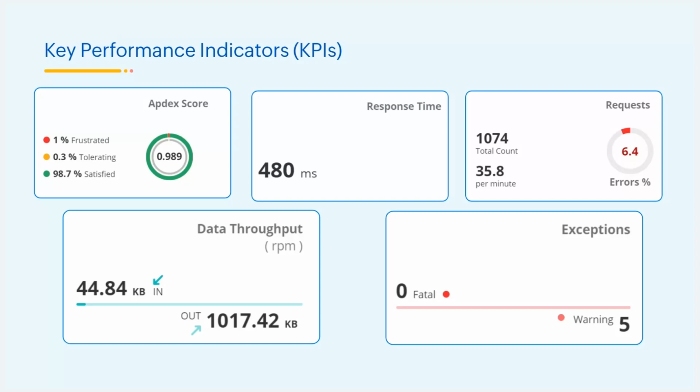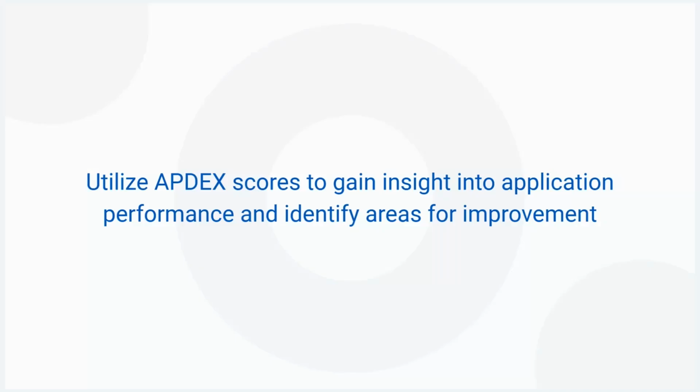The fifth one is exceptions. The exceptions track the number of exception errors or failures that occur during the cycle of transactions in the chosen duration of processing the request, such as server errors, timeouts, and other issues that affect the application's normal operations. Now let's see how to utilize APDEX scores to gain insight into the application performance and identify the areas for improvement.